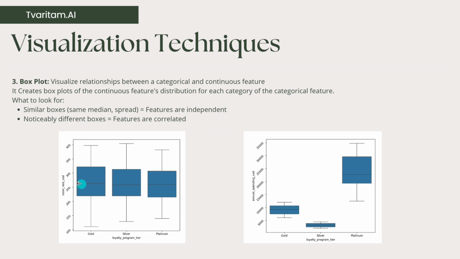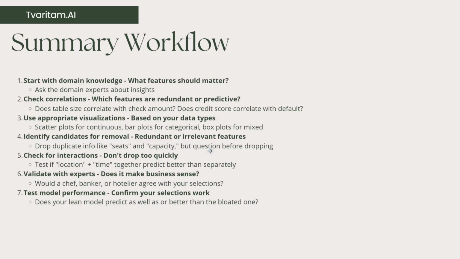Now, what you see in the box plot, the center line, is the median of the distributions. To summarize, you have to start with the domain knowledge to identify which features are likely to influence the prediction. You can ask the domain expert or use your own knowledge to get some insights. Then correlation analysis can help you understand the relationship between input features and the target variable.